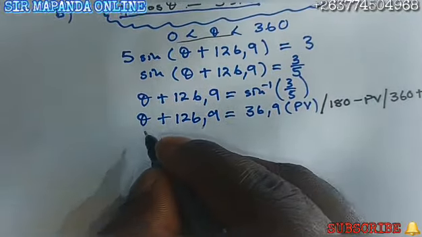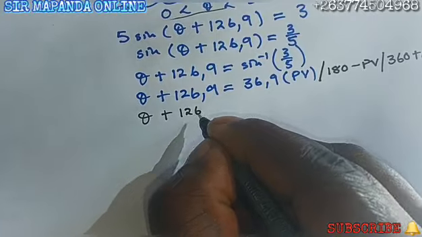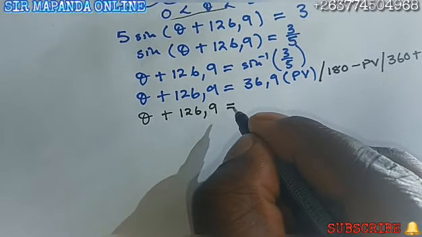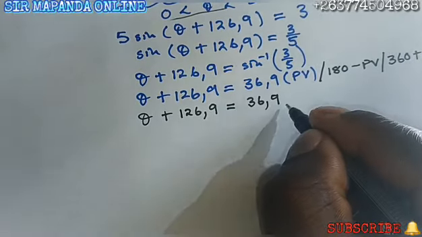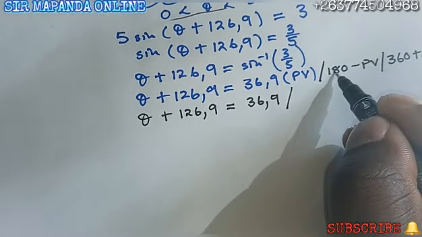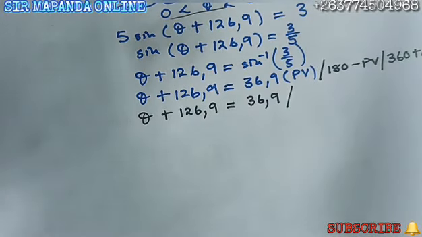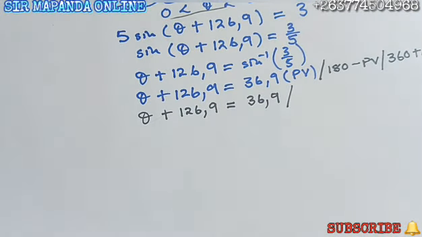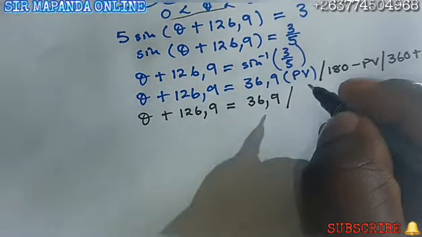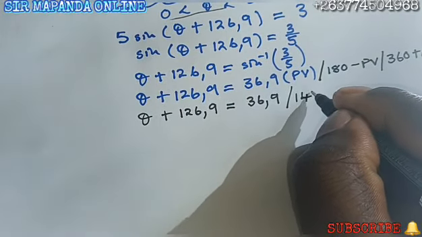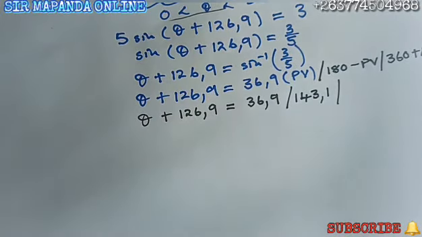Right, so theta plus 126.9 is equal to 36.9. 180 minus PV, you are saying 180 minus 36.9, you get 143.1. So you write 143.1 here. I hope you are following.